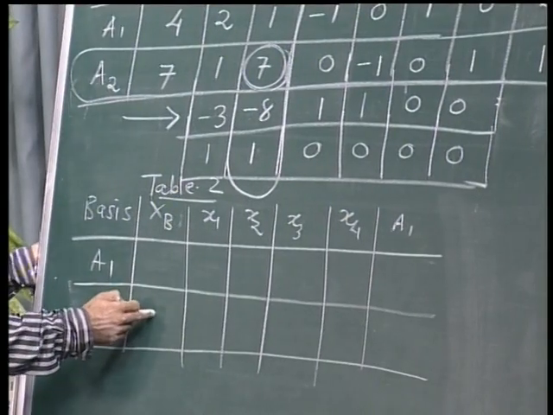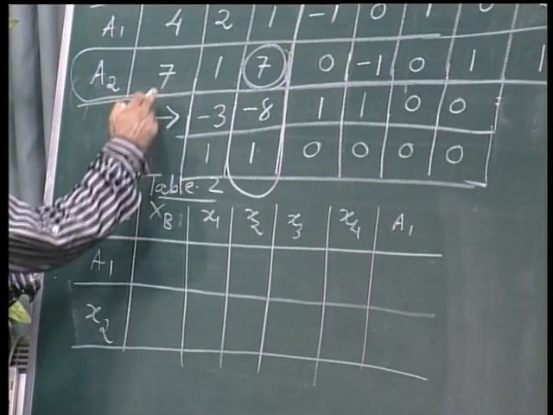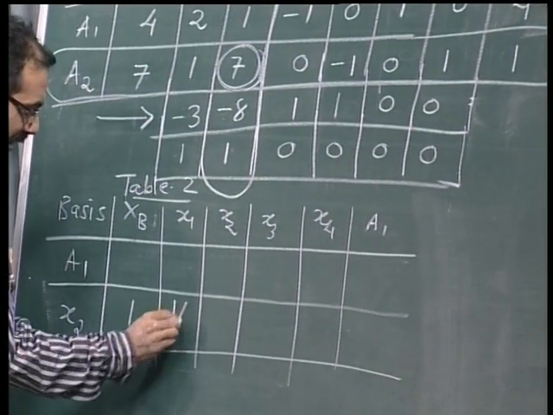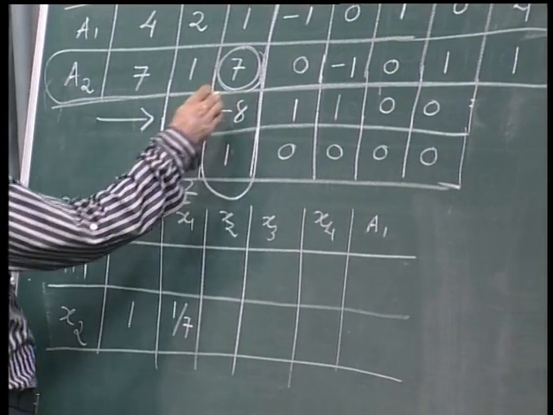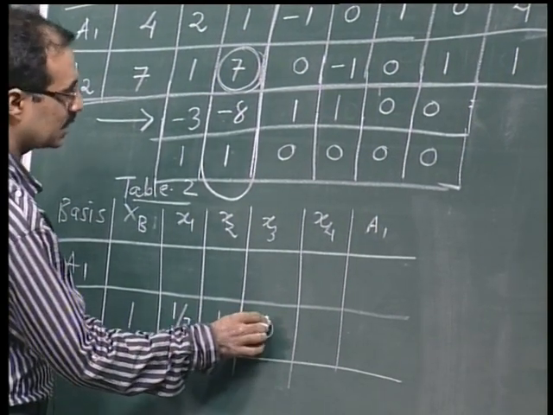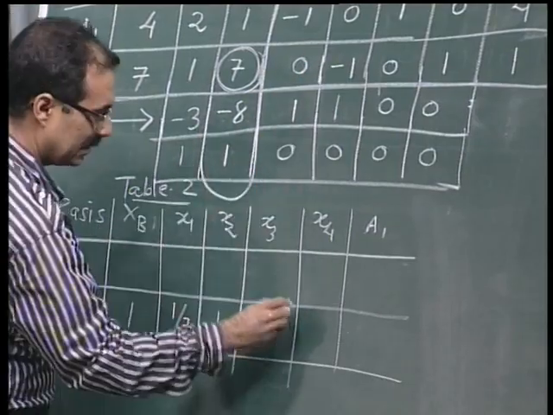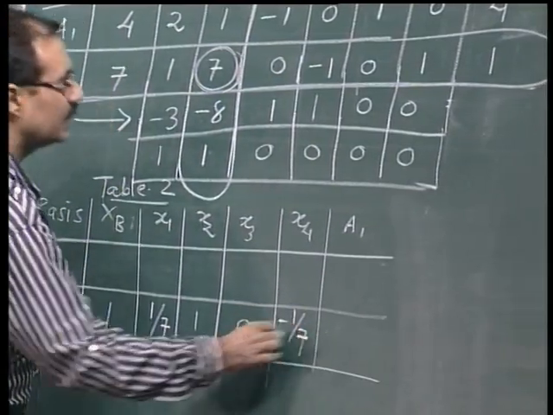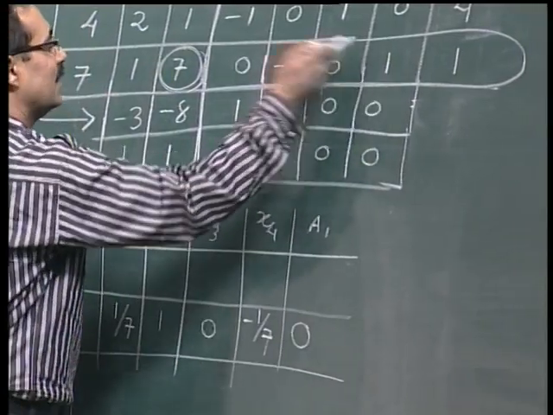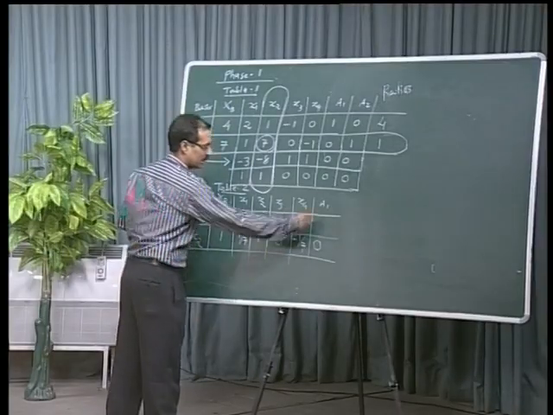we are doing it for the second row. So, 7 divided by 7 is 1, 1 divided by 7 is 1 by 7, 7 divided by 7 is of course 1, then 0 divided by 7 is 0, minus 1 divided by 7 is minus 1 by 7, then 0 by 7, 1 by 7, but we are not bothered about A2. So, that is all.